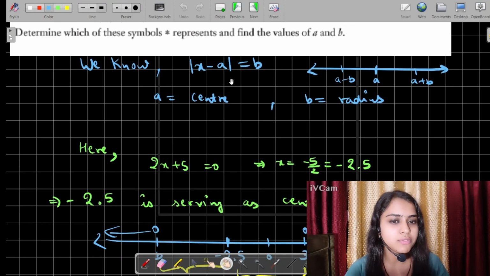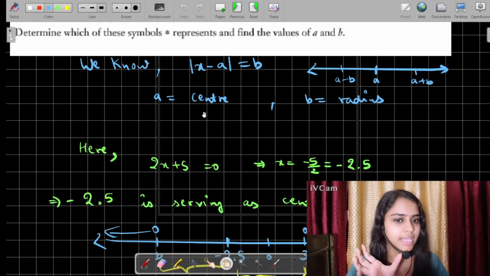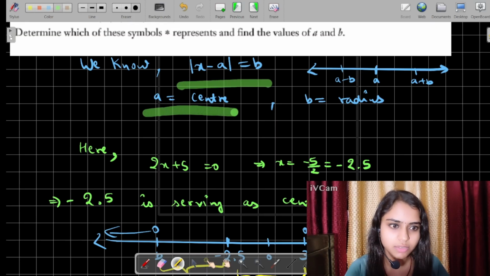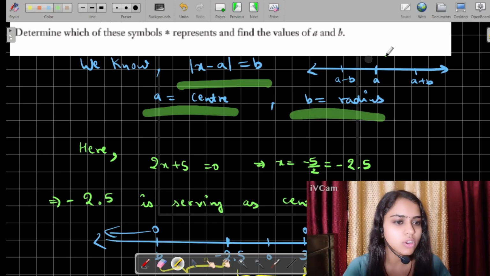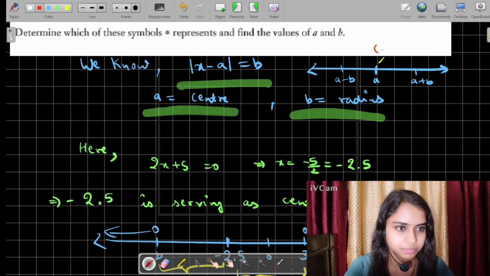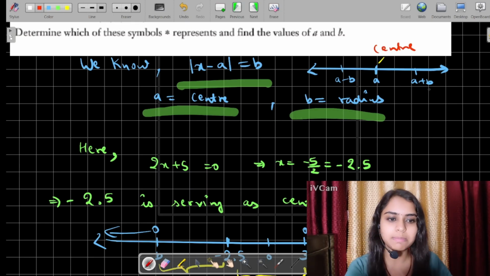We know that modulus of x minus a is equal to b. So here a will be serving as your center and b is your radius. So on the number line, what can I say over here? That a is my center, right? This is my center. And we are going back a minus b and a plus b.